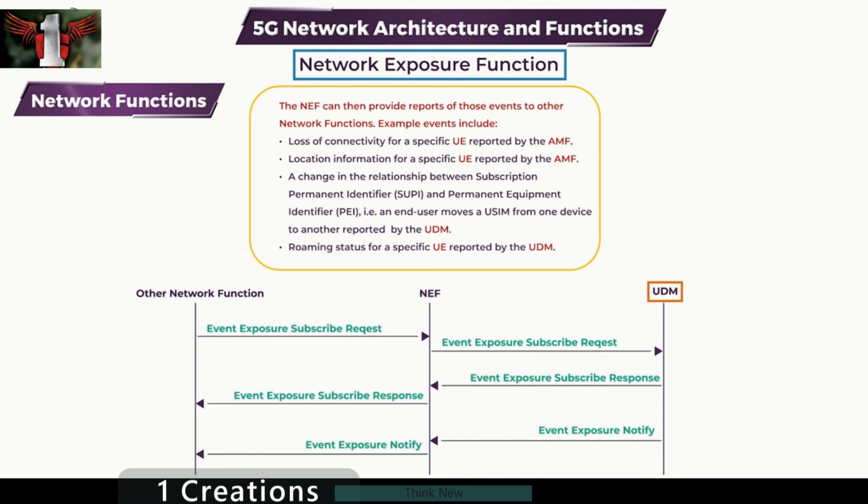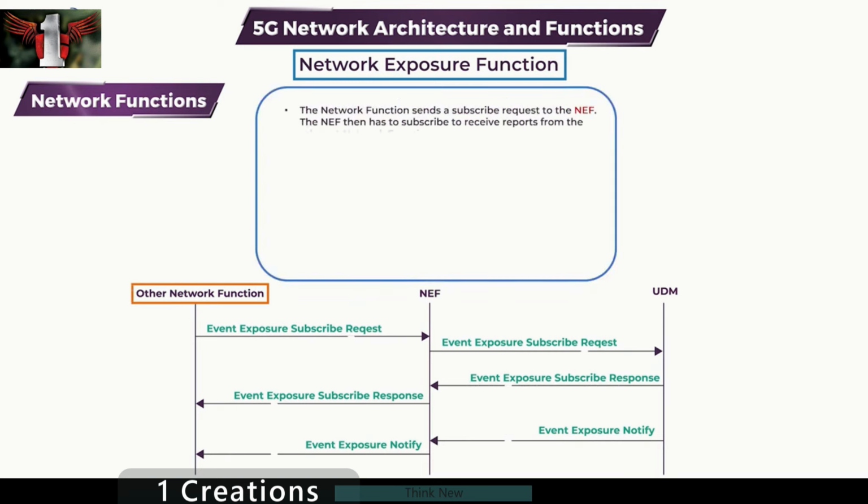Here the figure on the screen illustrates the signaling used by a network function when subscribing to a specific event. The network function sends a subscribe request to the NEF. The NEF then has to subscribe to receive reports from the relevant network function. In this example, it is assumed that the UDM is providing the reports. Once the subscription procedure is complete, the UDM will start to send reports to the NEF, which can then be forwarded towards the network functions which have subscribed.